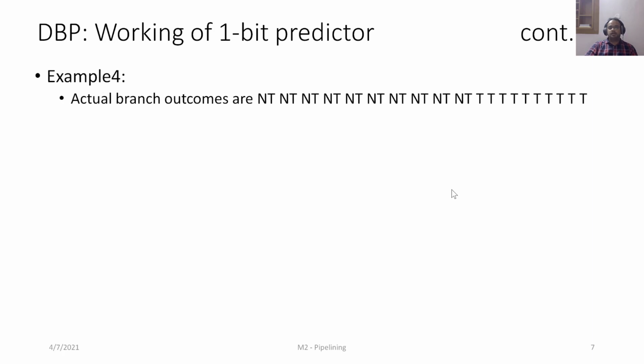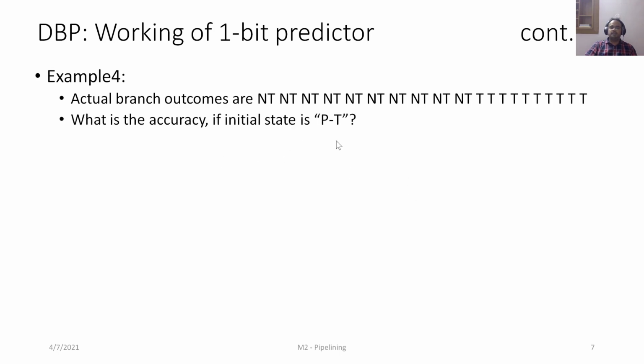Let's look at one more example. We have just flipped the pattern. The first 10 times the branch will not be taken, the next 10 times it will be taken. So a key point to understand is the branch was executed 20 times and these are the outcomes for each instance of execution.